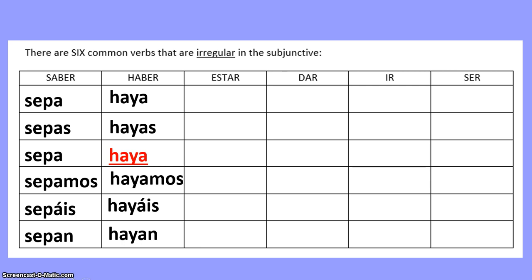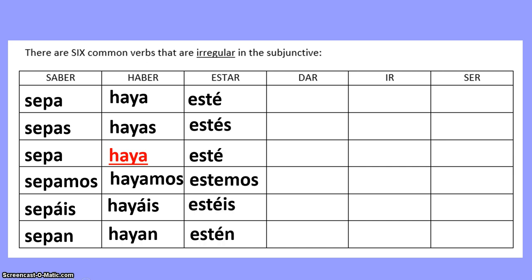Our next verb is estar, means to be. Our conjugations are esté, estés, esté, estemos, and estén. Please note an accent on all forms except for the nosotros form. Next we have dar. Dar significa to give. Our forms of dar are dé, des, dé, demos, and den. Please note the accent on both the yo form and the usted form.